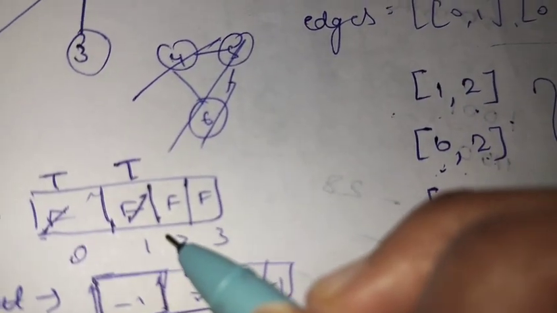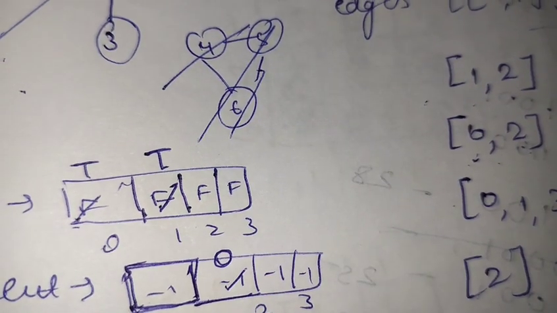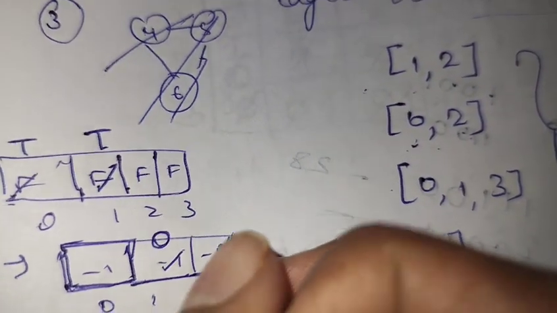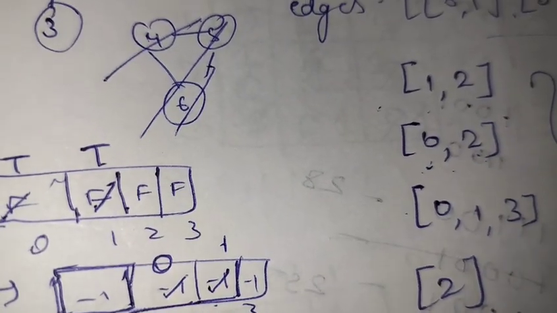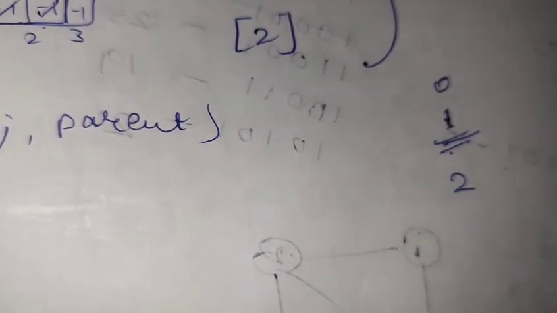Is 2 visited? No, 2 is not visited. So what I'm going to do is, first of all, I'm going to make the parent. At 2, the parent will be 1. Okay, now I'm going to run DFS on 2.